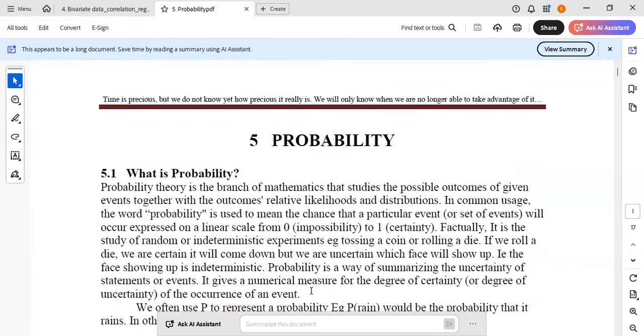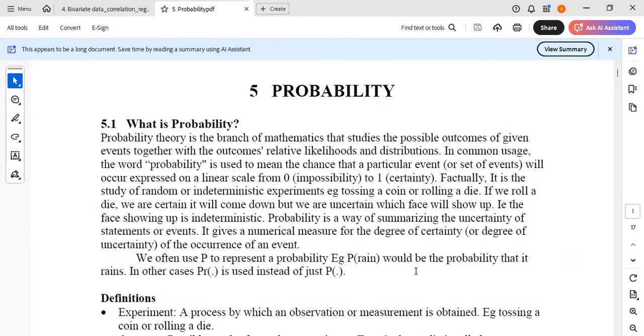So what is the chance that if it is a coin you're going to see the face of that coin or the tail of that coin? Because a coin has two sides. Then the case of a die, which has six sides. So what is the chance that you're going to see a one, a two, a five, a six face of that die? Okay. So we often use P to represent a probability.